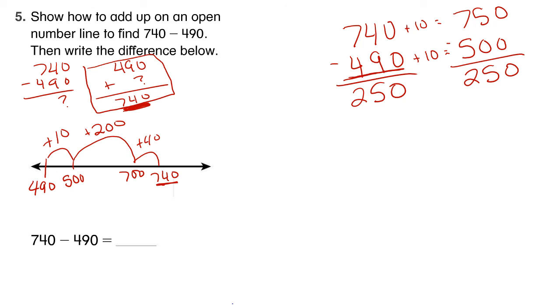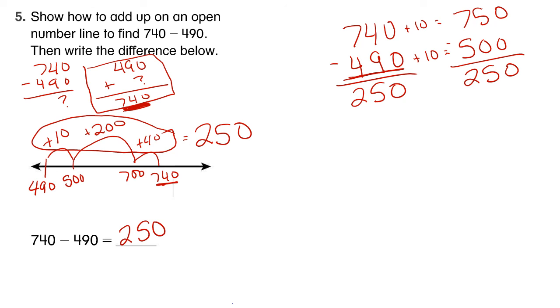All I have to do is add up the hops that I took to get there. So 200 plus 40 plus 10 is 250. So 740 minus 490 equals 250. I knew that it was going to be 250, so I know that I am correct.